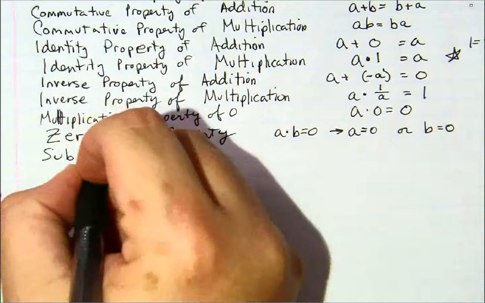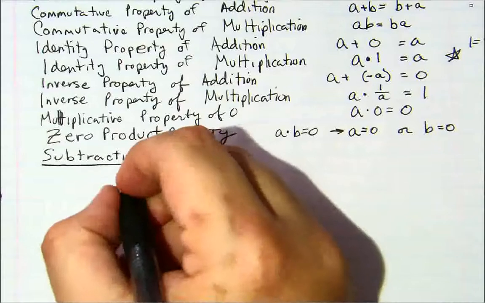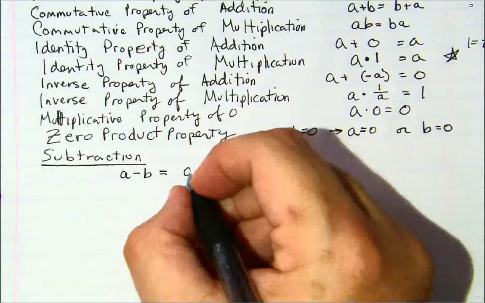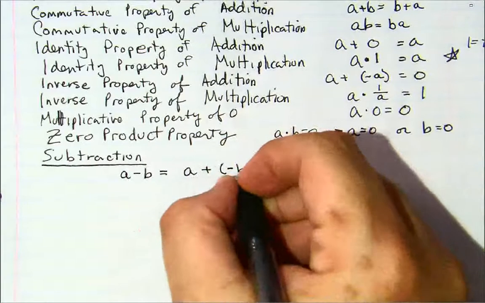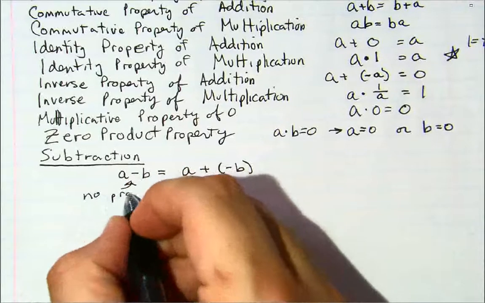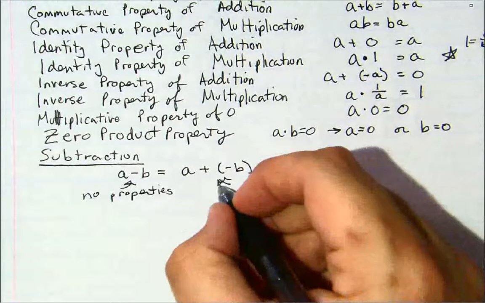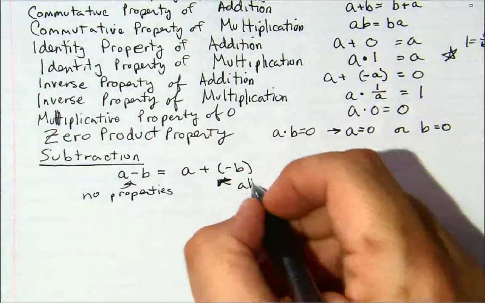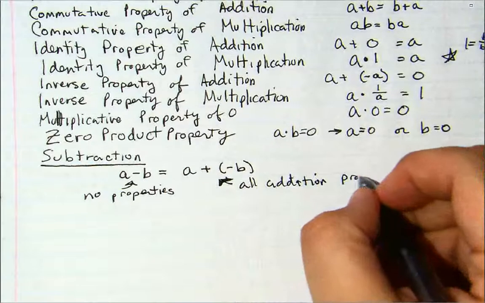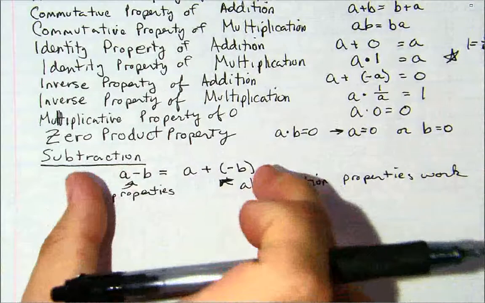Now, subtraction. A minus B is really equal to what? A plus negative B. No properties for this guy. All addition properties work for this guy, when we change subtraction into addition.